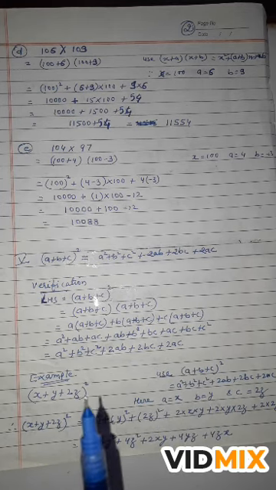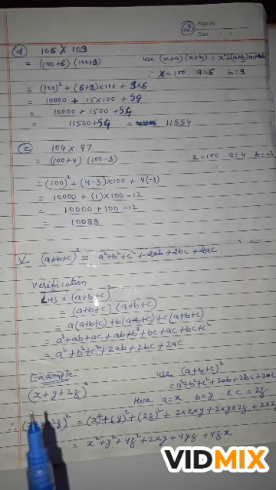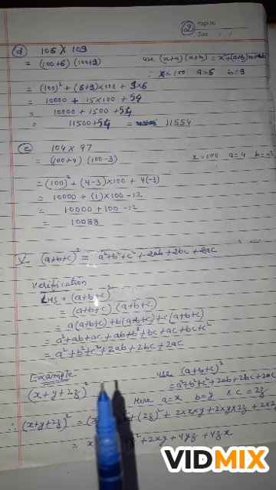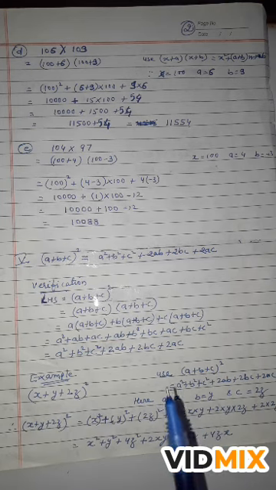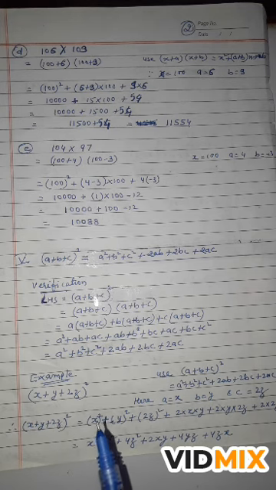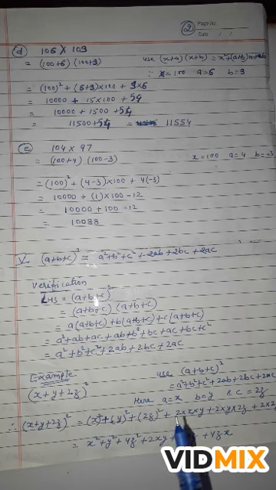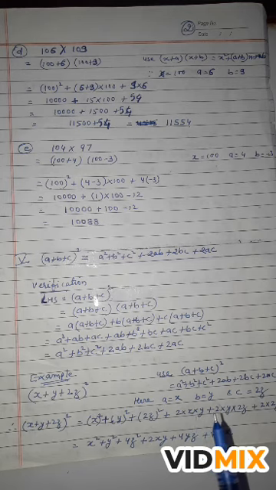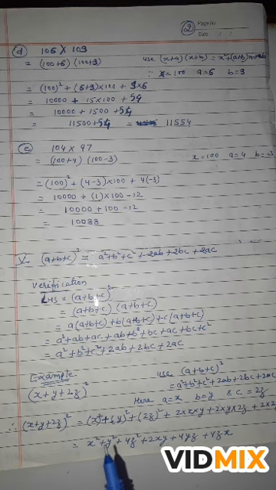Now we try to understand the identity with an example, (x + y + 2z)². Here we take a as x, b as y and c as 2z. So (x + y + 2z)² becomes x² + y² + (2z)² + 2 × x × y + 2 × y × 2z + 2 × 2z × x. That result will be x² + y² + 4z² + 2xy + 4yz + 4zx.